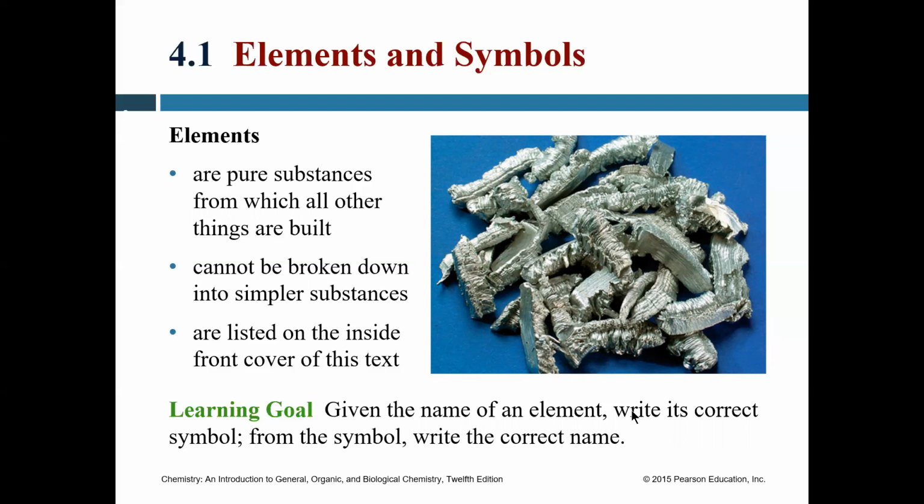So all of the elements are going to be listed on a periodic chart. Given the name of an element, you want to be able to write the correct symbol, and from the symbol be able to write a name. Let's see what the periodic chart has. Okay, so your periodic chart on the cover of your lab manual doesn't have the names. So you may at some point want to invest in a periodic chart that does have the names included on it.